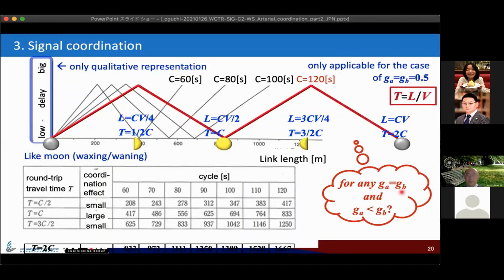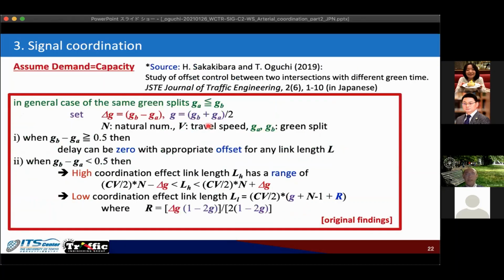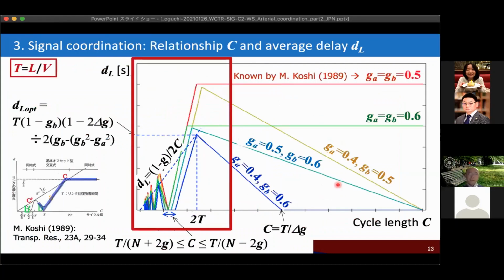50%. Even if those are the same, those two green splits should not be the same. So what will happen? Several years ago, in a joint study, we analyzed the characteristics of the signal coordination, but I will skip this topic. And also generalize the achievement we got very recently. This is also something interesting: within some range of the cycle lengths, we can achieve the minimum or zero delays, and this is the characteristic when we have different green split values.